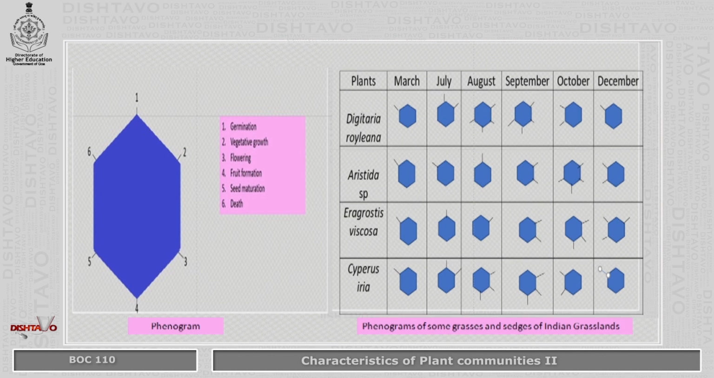Here you can see in this picture a phenogram, wherein germination is 1, the second is vegetative growth, third is flowering, fourth is fruit formation, fifth is seed maturation, and sixth is the death of the plant. This data shows the phenogram of different species, wherein in March the death of the plant occurs for Digitaria royalina. Then you can see vegetative growth occurring here in July, and flowering also occurring. In August it again shows flowering, fruit formation, seed maturation and so on. And as you go towards October, it shows the death of the organisms. So these are the phenograms of some of the grasses and sedges of the Indian grasslands.